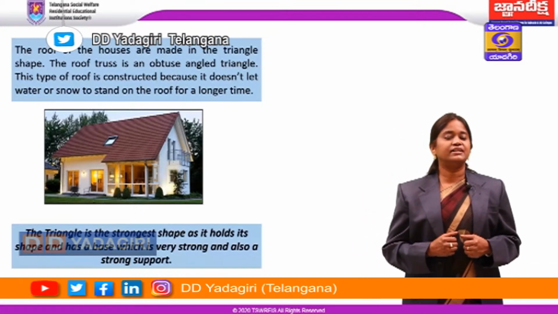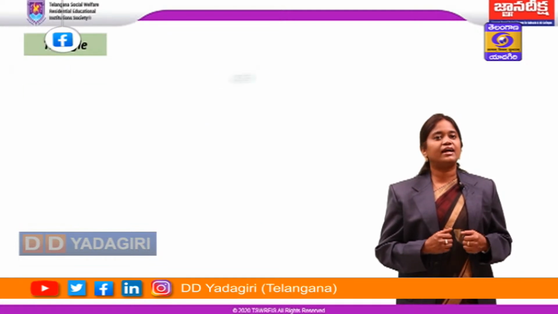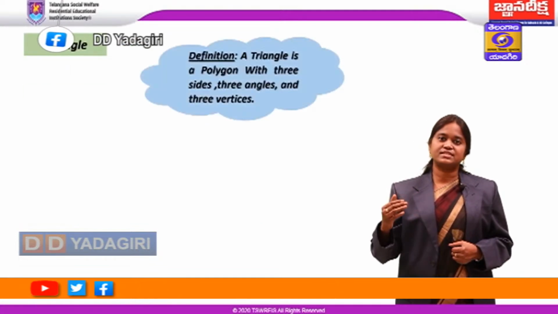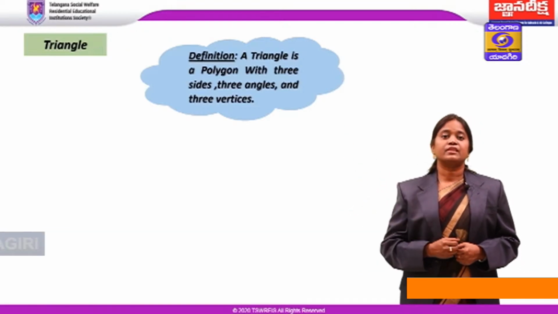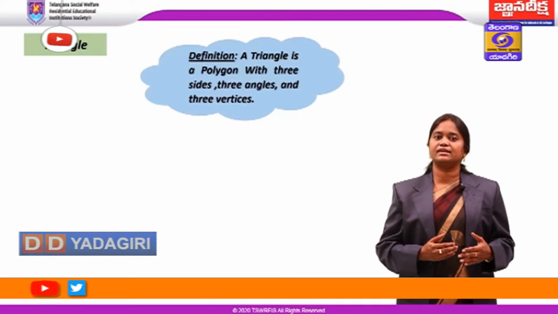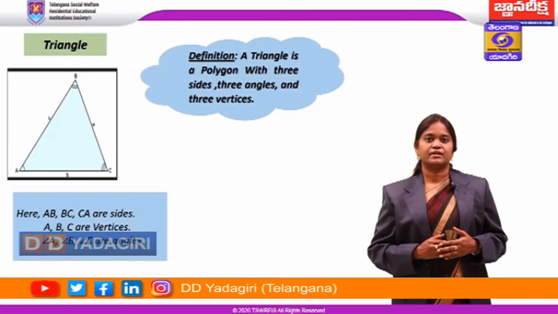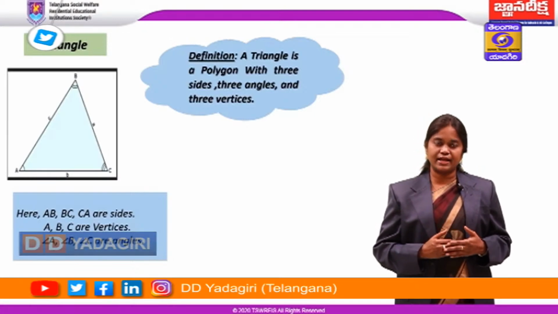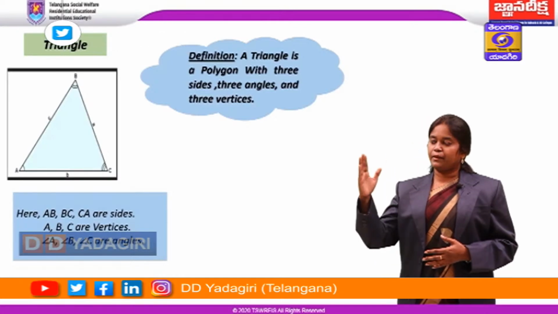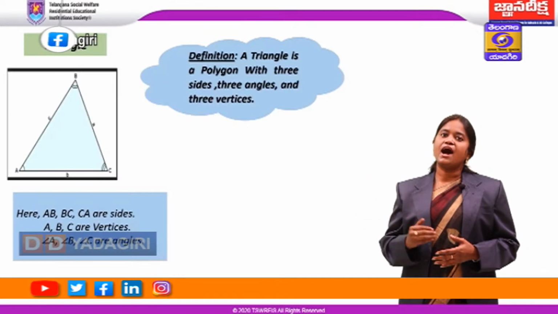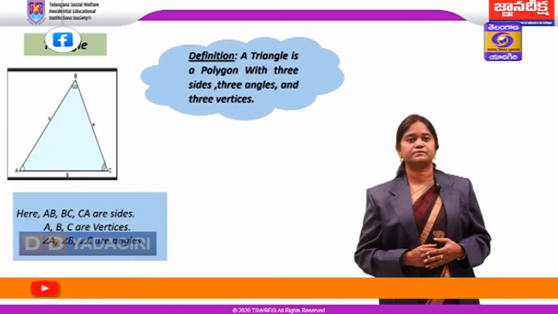Now, let's learn the definition of triangle. A triangle is a polygon with 3 sides, 3 angles and 3 vertices. The 3 sides and 3 angles are called 6 elements of the triangle. The 3 sides of a triangle are straight lines. Here, AB, BC and CA are the sides of the triangle ABC.